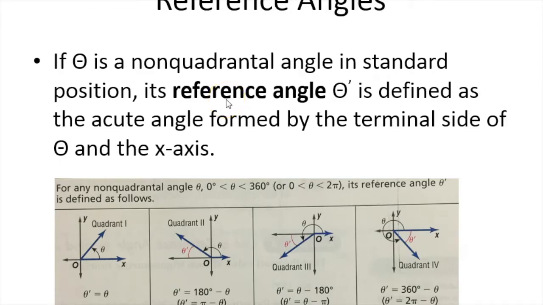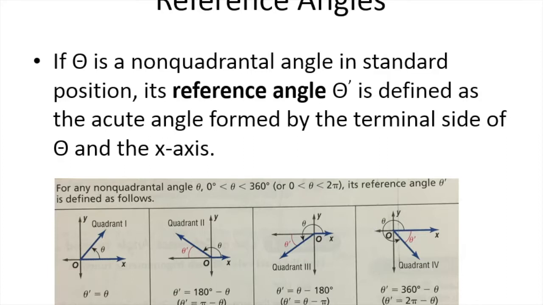Okay, so talking about reference angles, we have what's a non-quadrantal angle. Any of those that are not 0, 90, 180, 270, or 360 will have a reference angle that is an acute angle formed by the terminal side of theta, or the angle that you're looking at, and the x-axis. So for instance, if I have 120 degrees as an angle, that's not an acute angle.